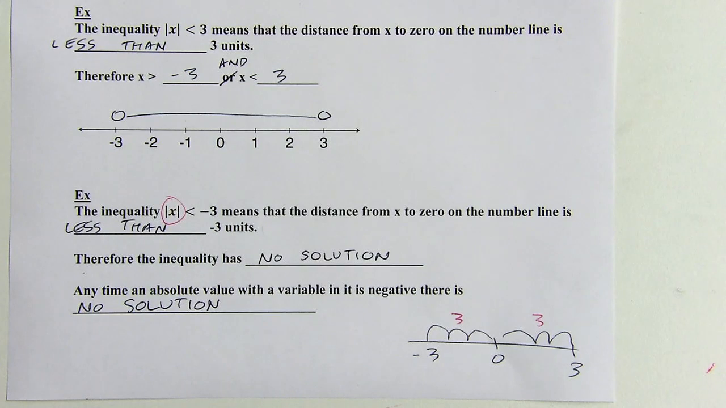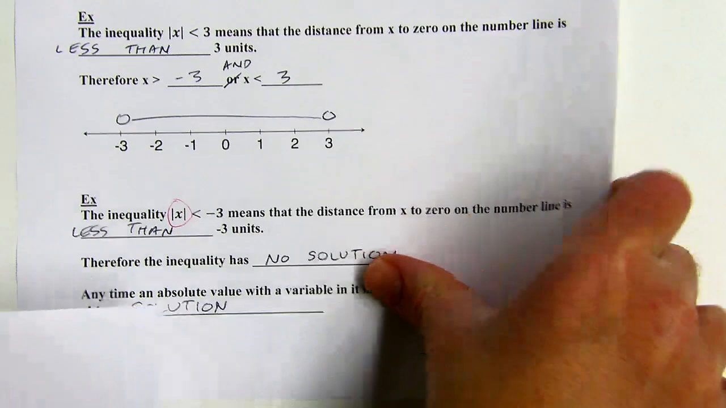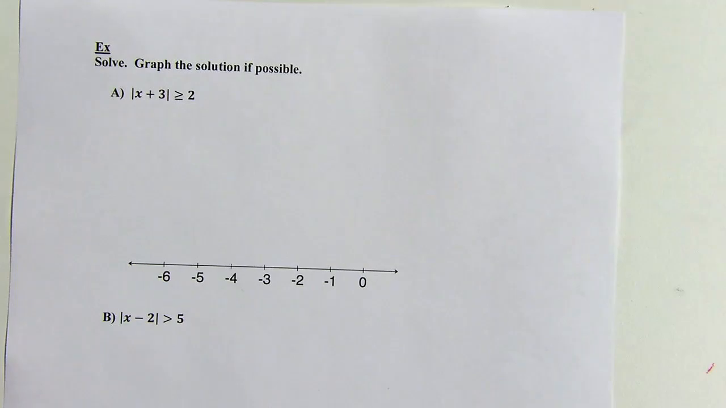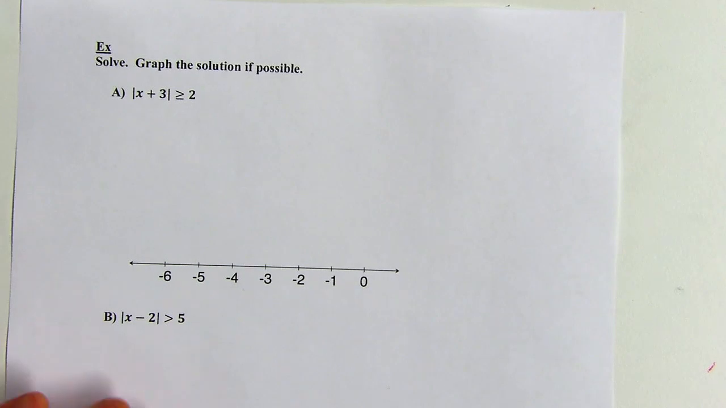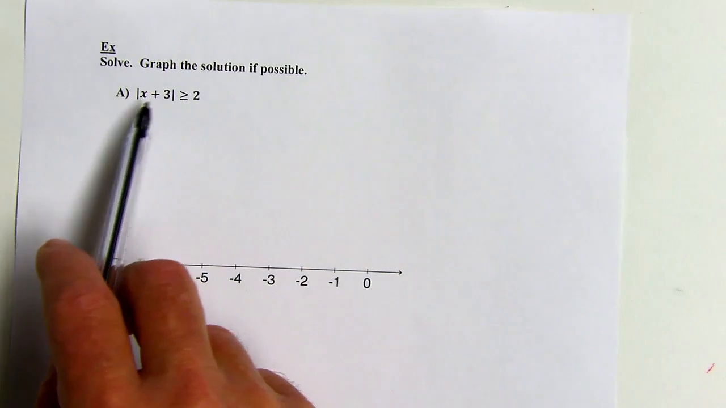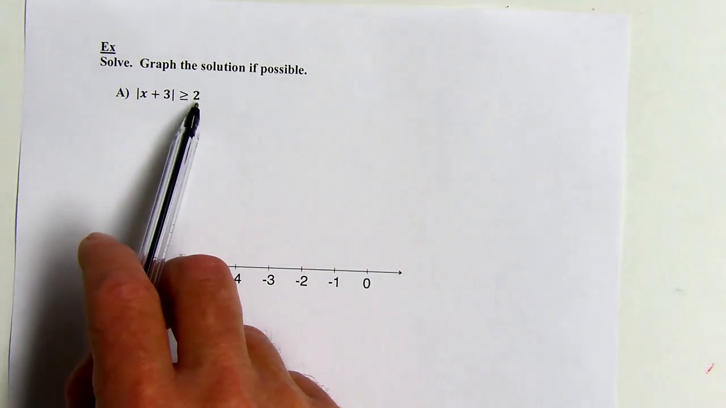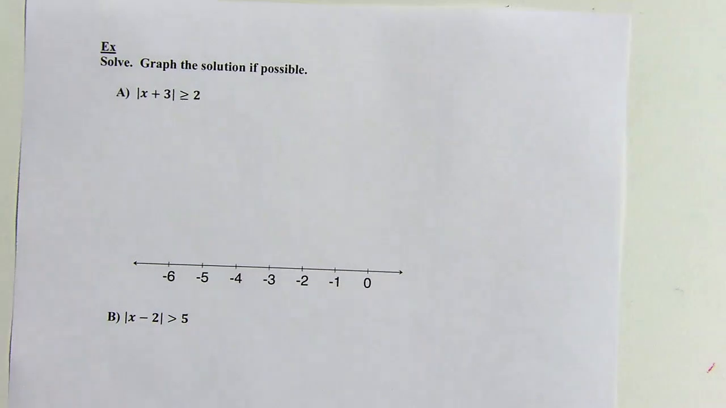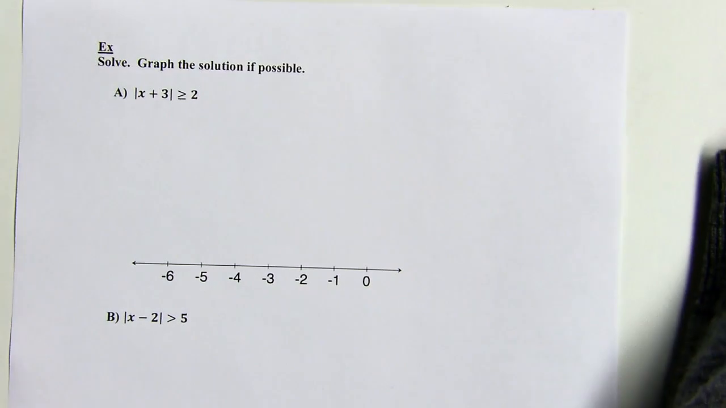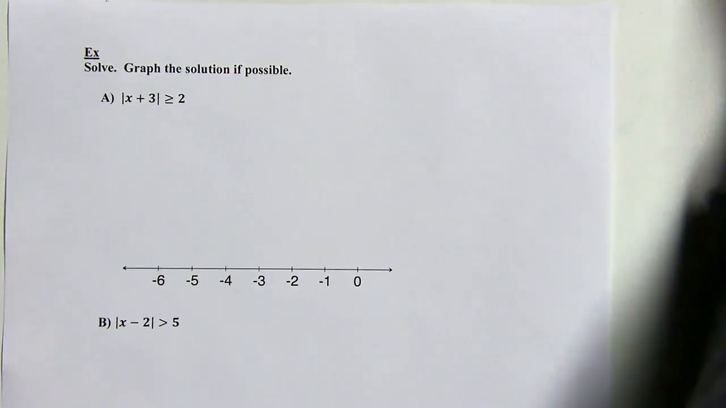Okay, next page, let's solve some inequalities that are a little bit more complicated. We're going to solve this absolute value inequality and also graph it on the number line if possible. If there's no solution, I'll just say no solution. Looking at this, I can see this absolute value is going to be greater than or equal to 2. So this is going to have a solution. There are definitely places on the number line that are more than or equal to 2 units away from 0.